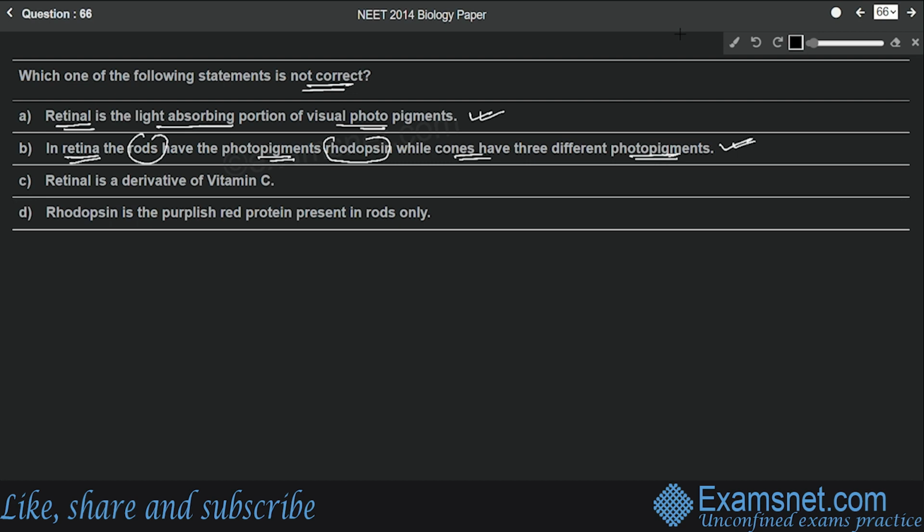Then the third statement says retinal is a derivative of vitamin C, which is an incorrect statement. Because we know that the retinal is an aldehyde of vitamin A, it is a derivative of vitamin A. And what is the retinal exactly? It is an aldehyde. So let's come to the last statement. It says rhodopsin is the purplish red protein present in rods only. So this is also correct. That is why the name rhodopsin. So the only incorrect statement is the third one. So option C will be the correct answer.